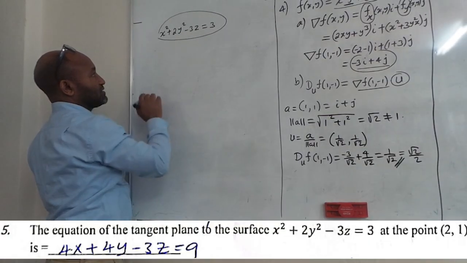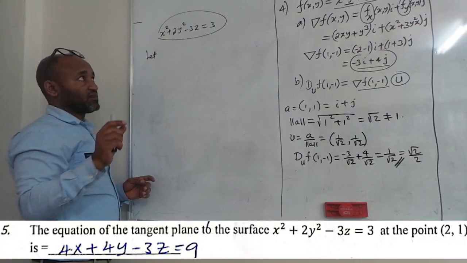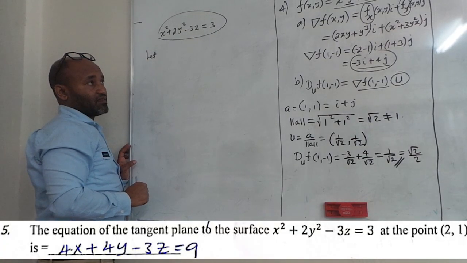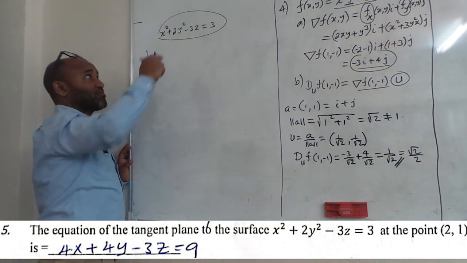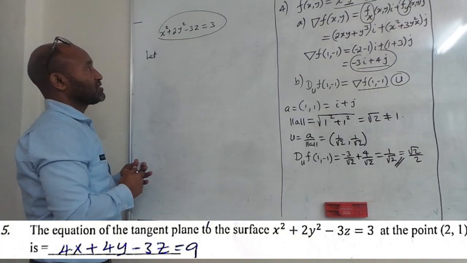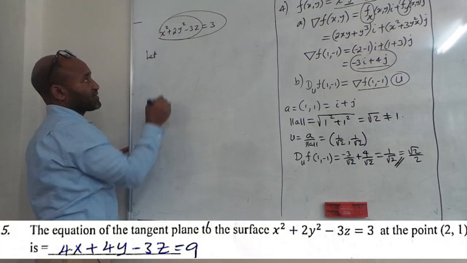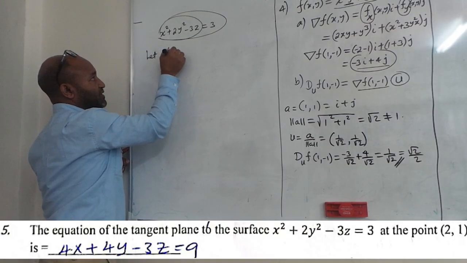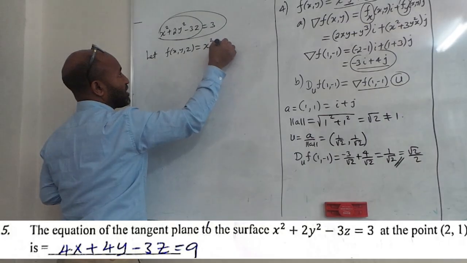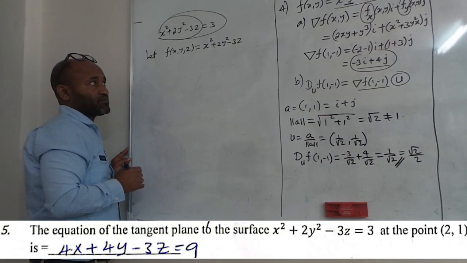We need to write here. Now remember, whenever we have a level surface, to get a tangent plane to the surface at the given point, with the important conditions, what you need to consider first is to take this one as a function. Let f of x, y, z be x square plus 2y square minus 3z, a function of 3 variables.